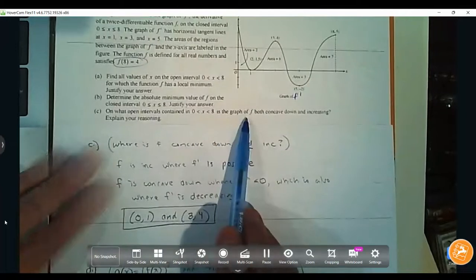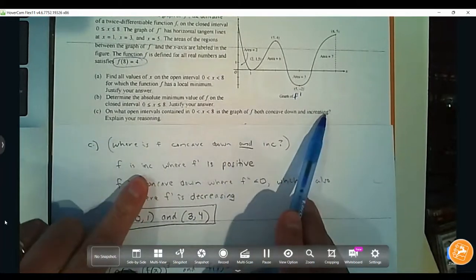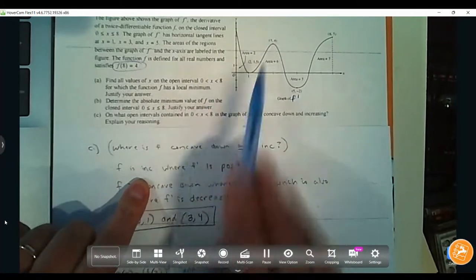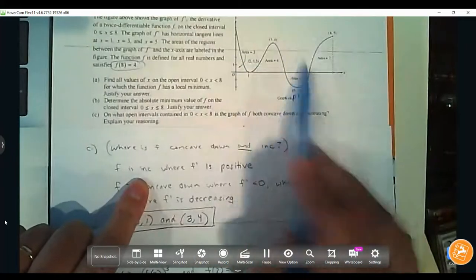Okay, so that's section 4.3 in your book. So in order for f to be increasing, I'll start with that, f prime has to be positive. So f prime is positive here, all of these, and here.